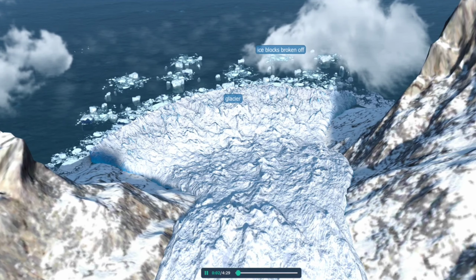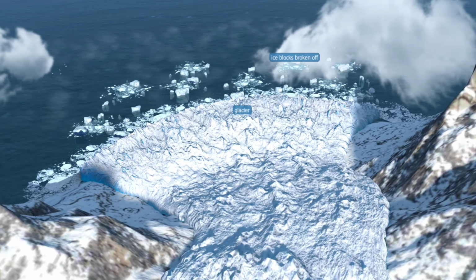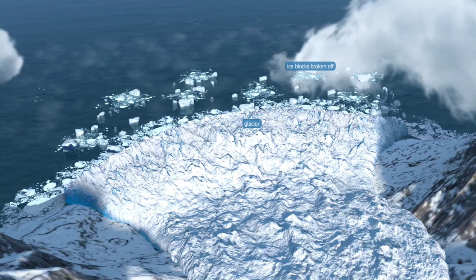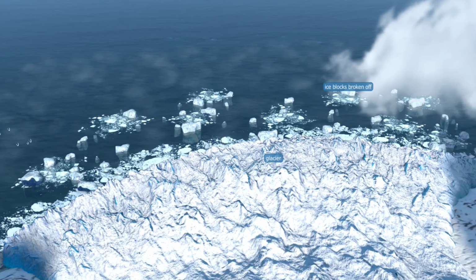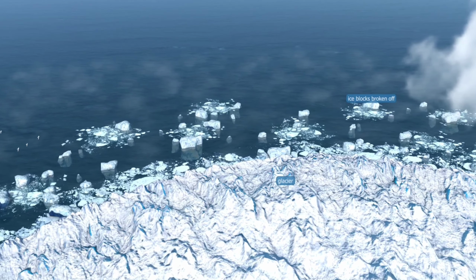Icebergs are blocks of ice floating in the sea. They are made of fresh water since they are fragments of glaciers or ice sheets formed on land that move slowly into the sea over thousands of years.